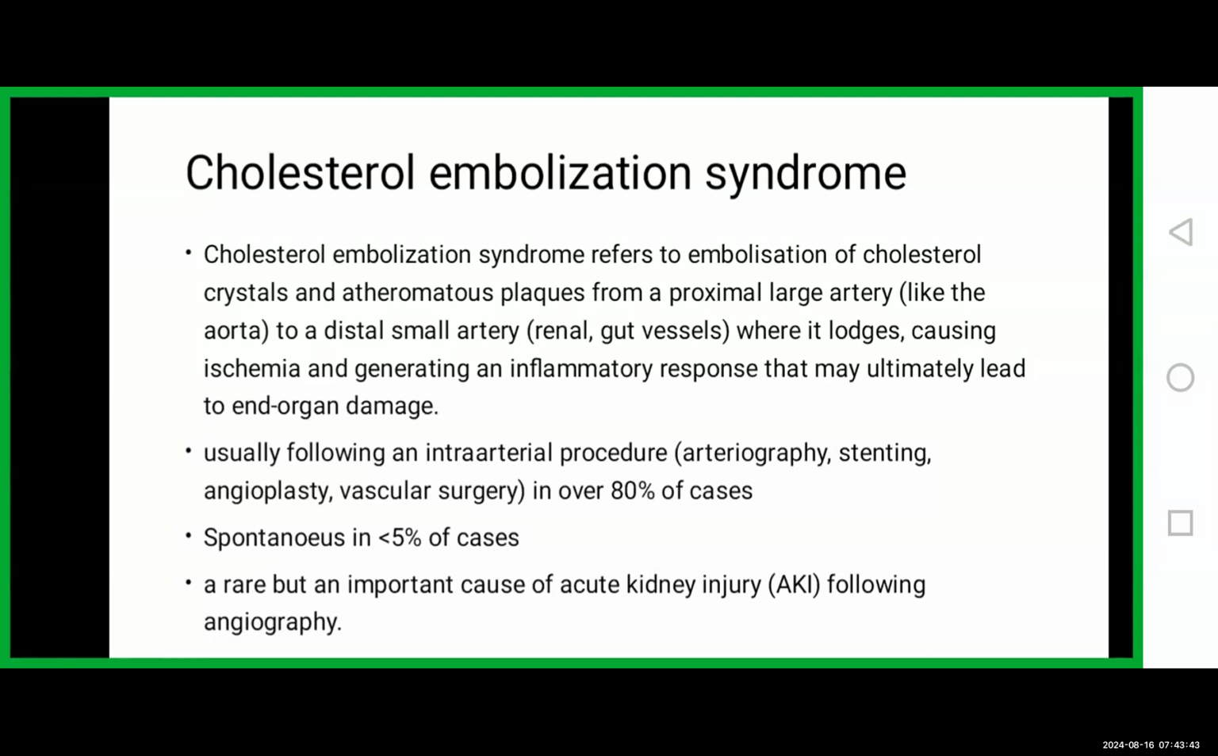Now, briefly, cholesterol embolization syndrome has to do with embolization of the cholesterol crystals usually from a proximal large artery like the aorta to distal arteries, the renal, the guts, the skin. And it usually follows an intra-arterial procedure, majority of cases, either angiography, angioplasty, stent, or arteriography. In a few percentage of cases, it can actually be spontaneous. Next slide.